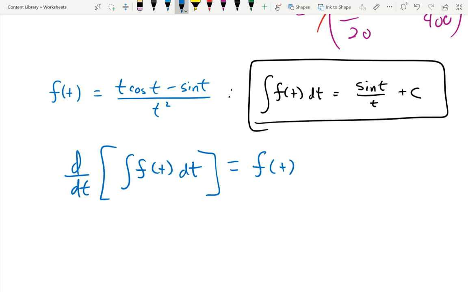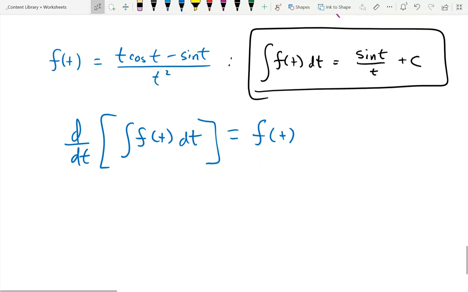So what we're going to do now is check and see if the derivative of this solution, so here's the solution, is really the function we have. If it is, then I can be comfortable that Wolfram Alpha gave me the right answer.